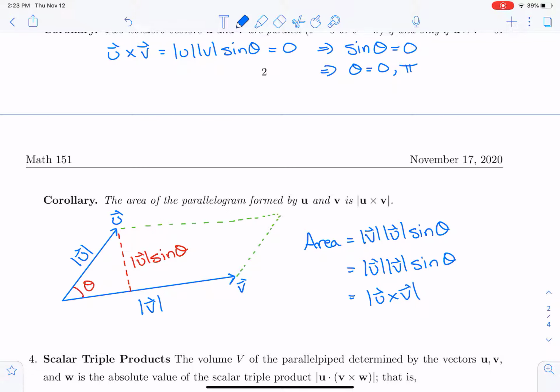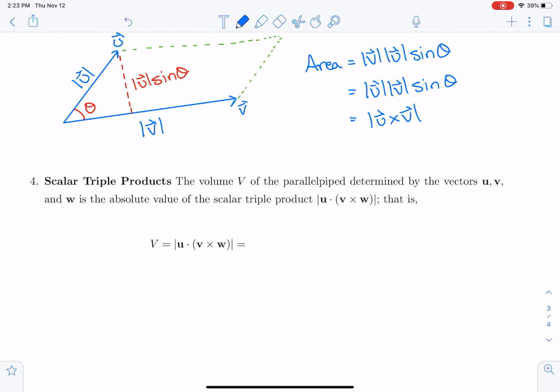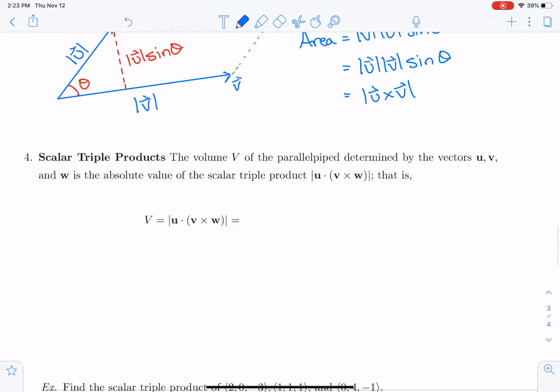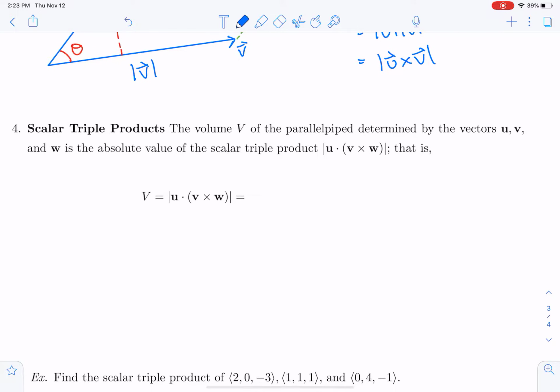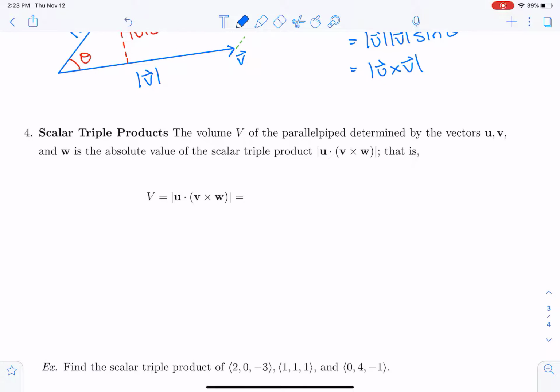We can actually take that one step further with what are called scalar triple products. The scalar triple product is going to be u dot v cross w.